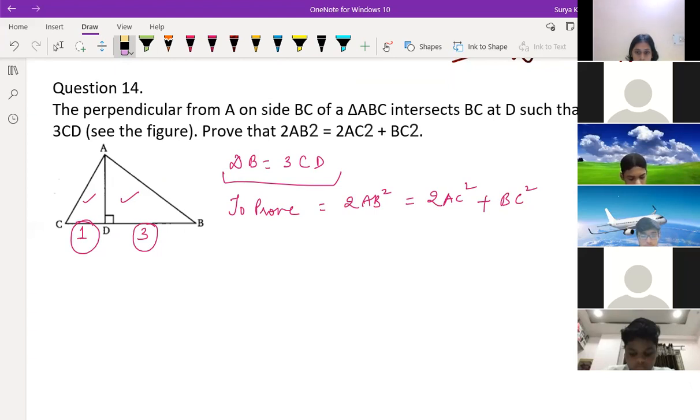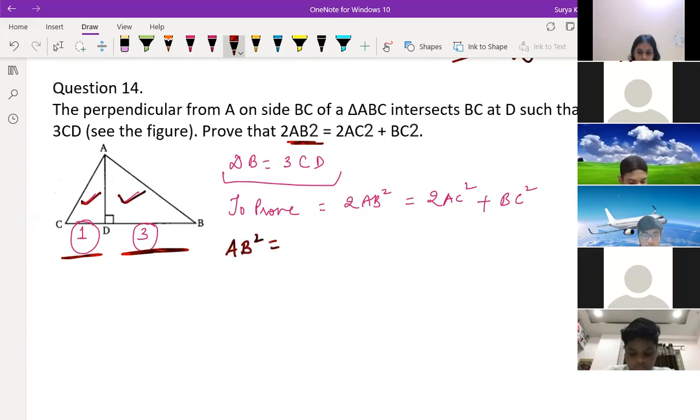Can anyone do this question, children? Anyone can try? Anyone getting how to do it? If we keep CD like this, okay, we'll try once. 2AB square is given. First we take AB square here. AB square they have given, or AC square, BC square. So AB square. Okay, we'll solve these two triangles.